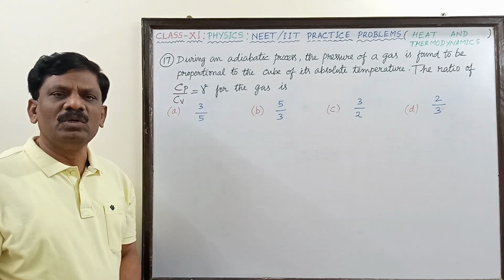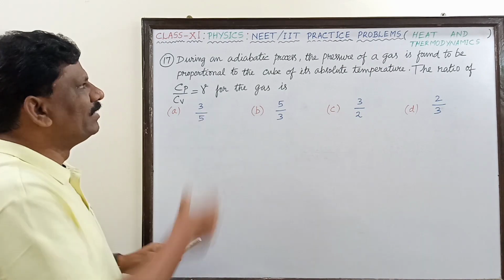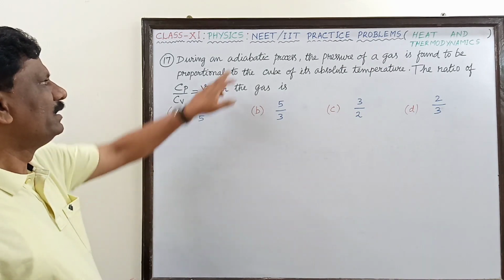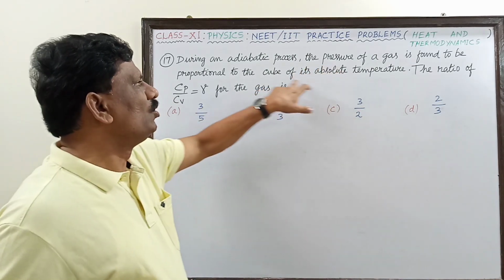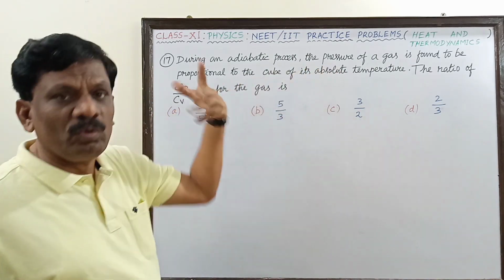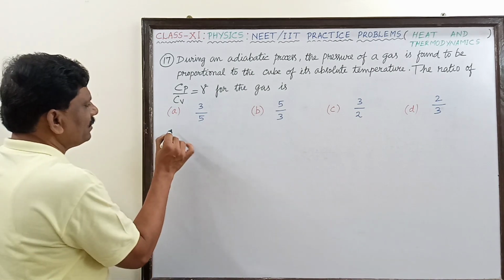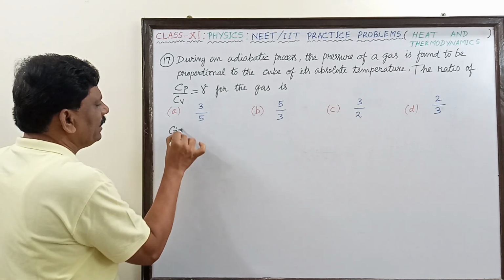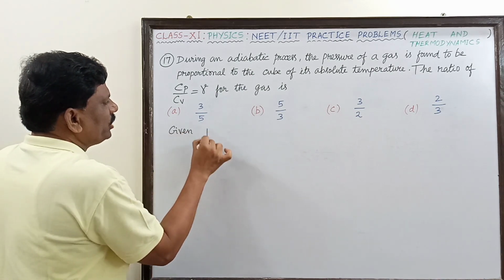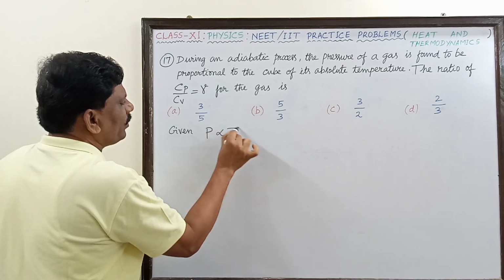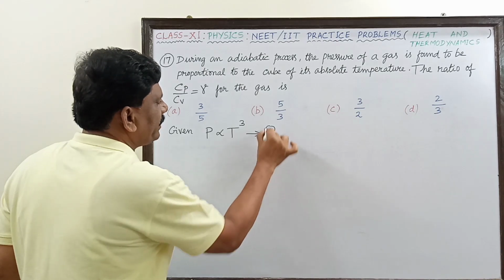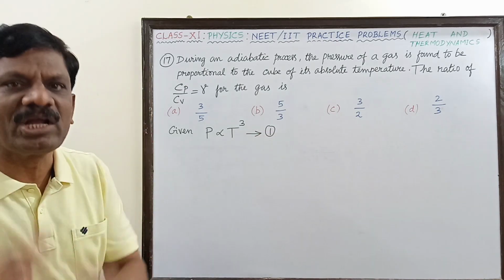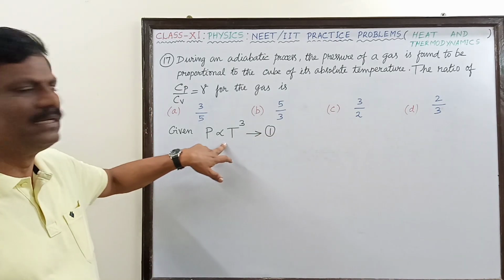Okay children, now how to approach this problem? What is the given condition? First I will write, okay? It is an adiabatic process and the pressure is found to be proportional to the cube of its absolute temperature. So what is given? It is given that the pressure P is directly proportional to T cube. So this is our expression number 1. This is the clue given for us, okay?